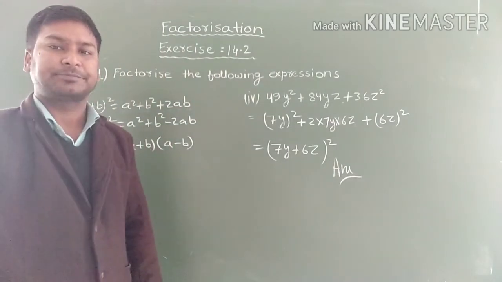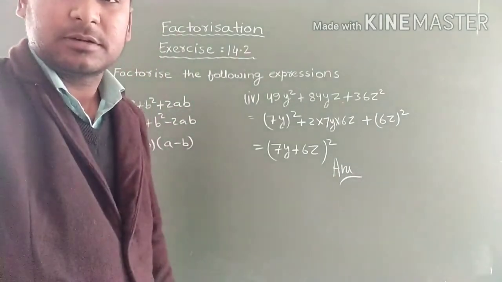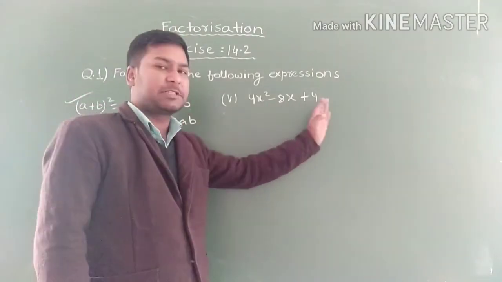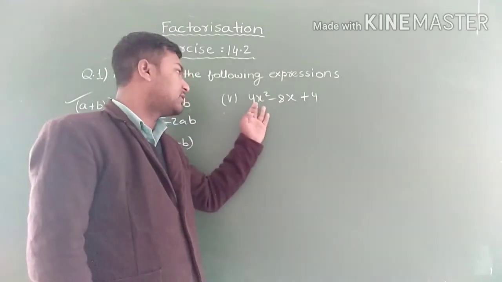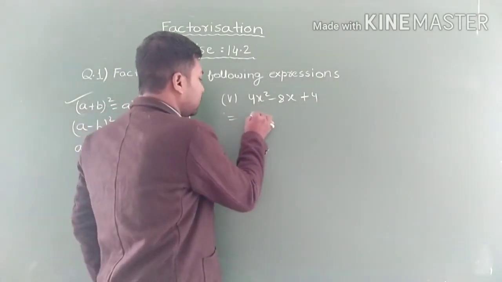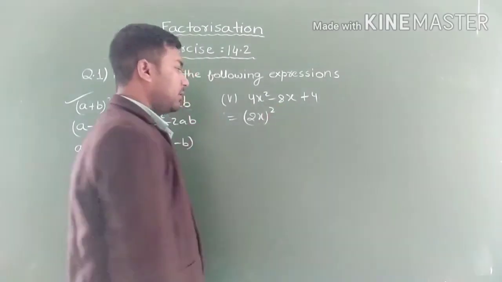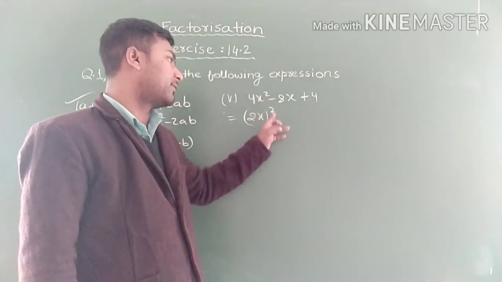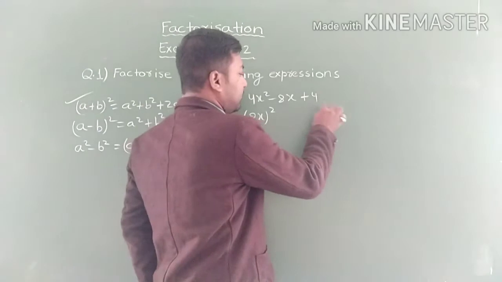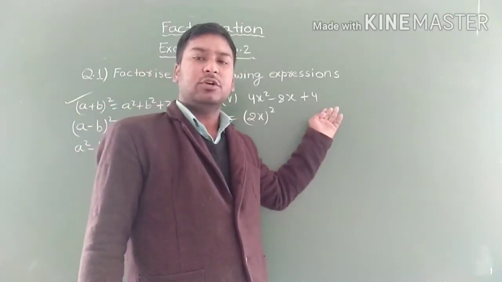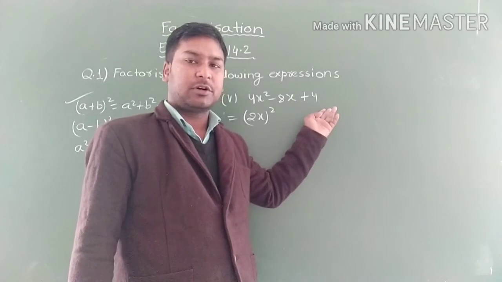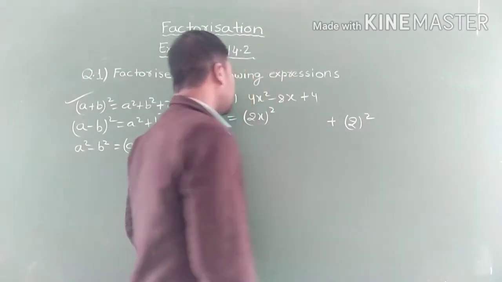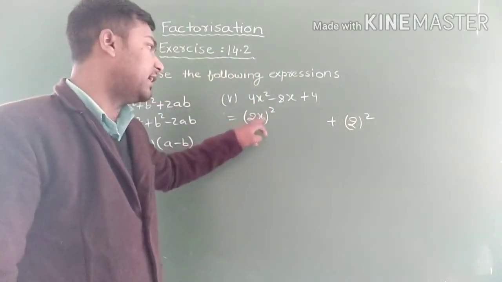Now the next question. Question number 5: 4x square minus 8x plus 4. 4x square we can write as 2x whole square, because 4 is the square of 2. Plus 4, at the place of 4 we can write 2 whole square, because it is the square of 2. Now this is a and this is b. 2x is a and 2 is b.